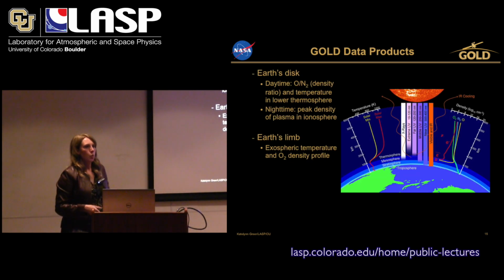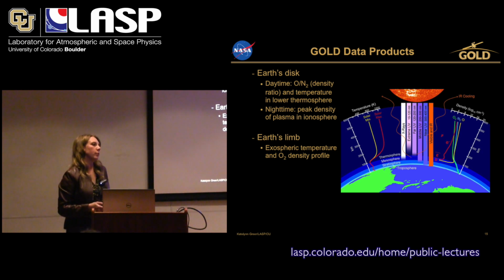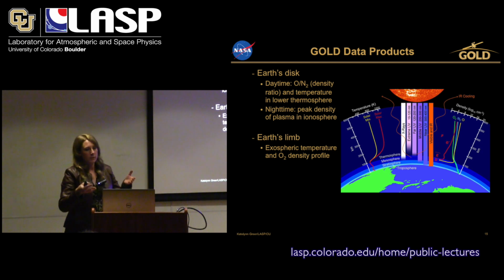So from these scans, what can we get? Well, in the daytime, we get a density ratio we call O to N2, which is a ratio. And this has really critical information for us to tell us about the upwelling of air within the atmosphere, so the vertical motion, as well as information on geomagnetic storms. We also get the temperature of the lower thermosphere. So in this temperature plot, we're getting the temperature in this region right here.